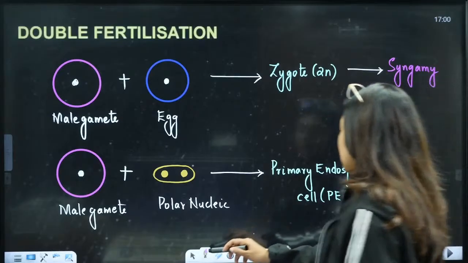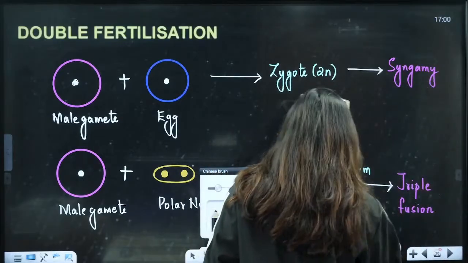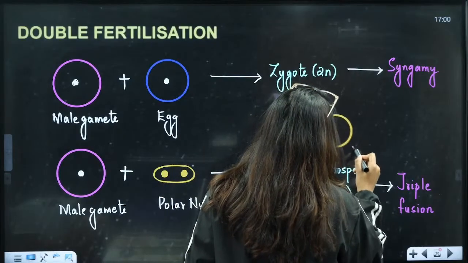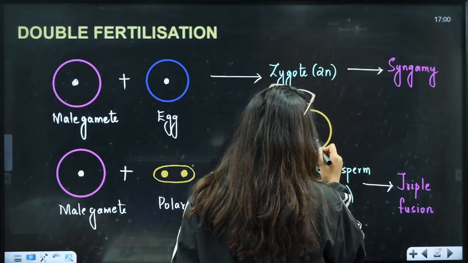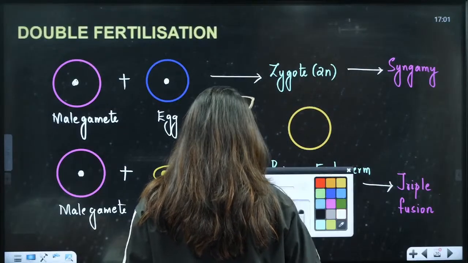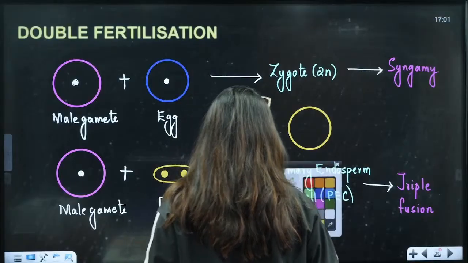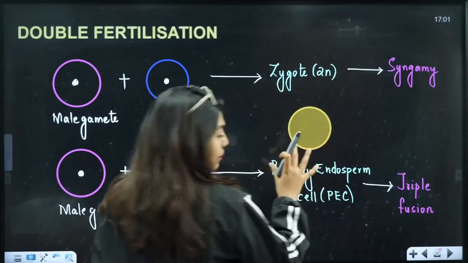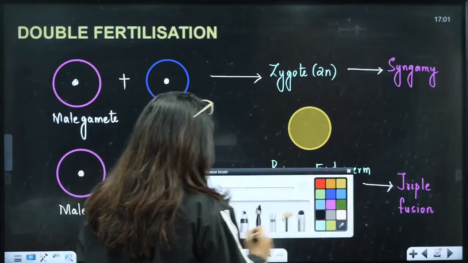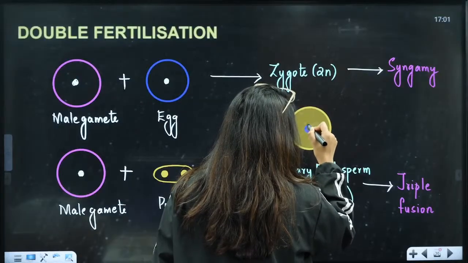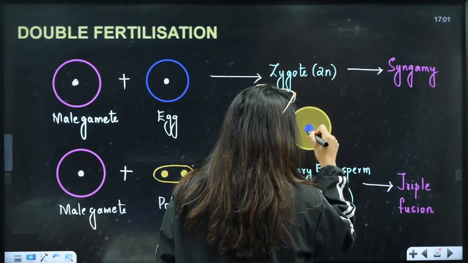Now listen here, in your NCERT you don't get confused. I'll tell you exactly what this primary endosperm cell is. So this is the primary endosperm cell. Okay. In the cell, there is going to be the primary endosperm nucleus.